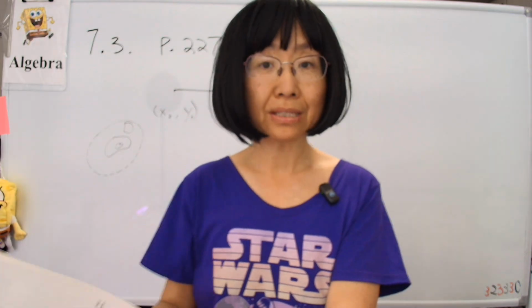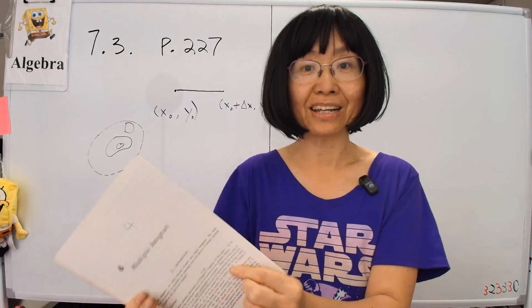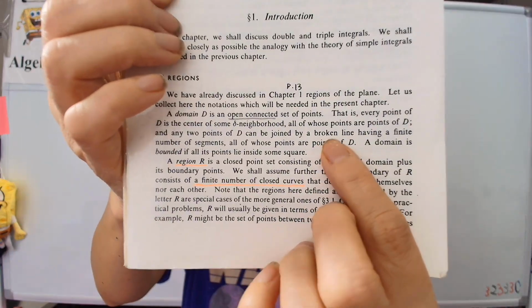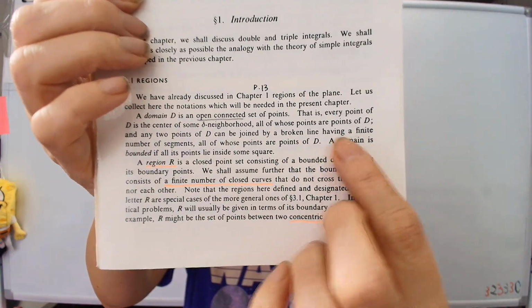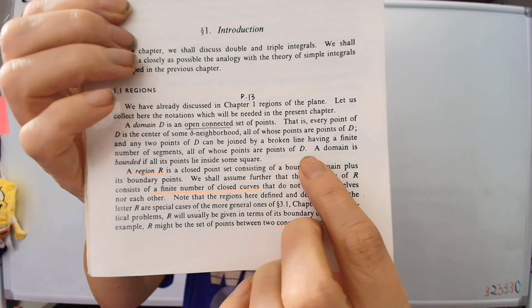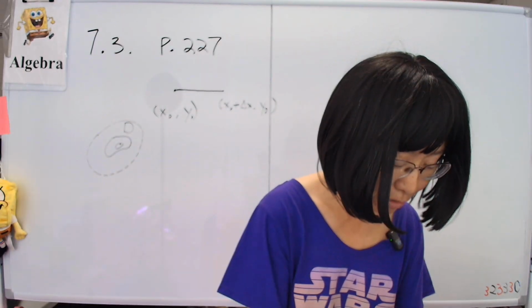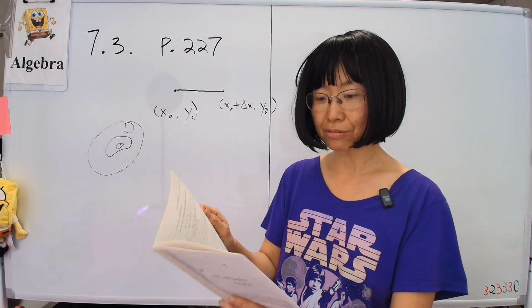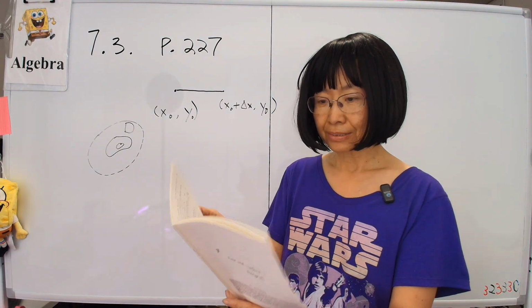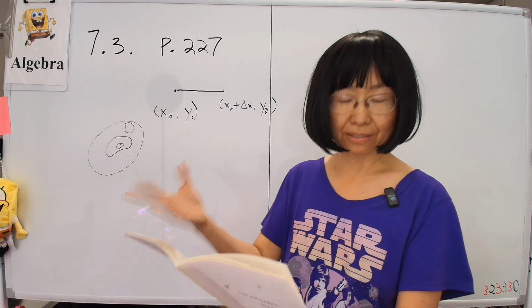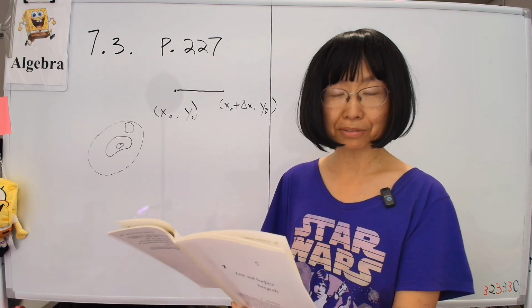The word broken means there may be corners. It doesn't mean the line comes in 2 chunks, okay? That's still connected. It just might have a corner. A broken line having a finite number of segments, all of whose points are points of D. All right, so that is why we're able to draw this line from A, B to x, y. So such a line exists by the definition of a domain. That's what we just read.